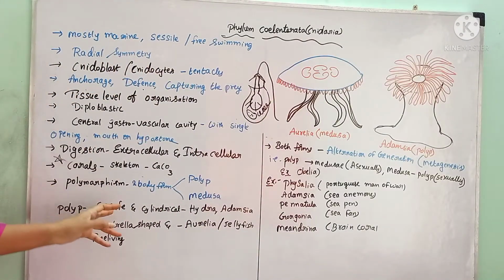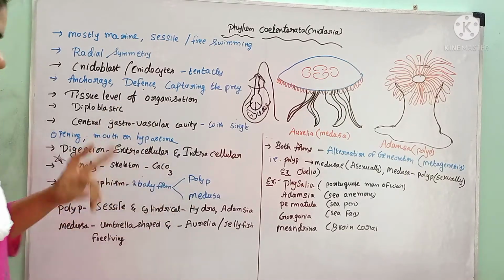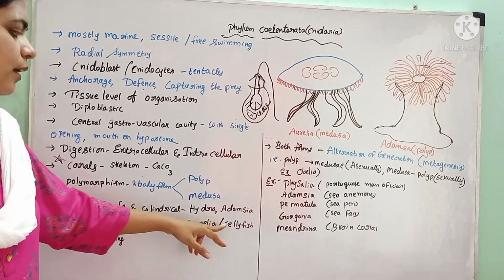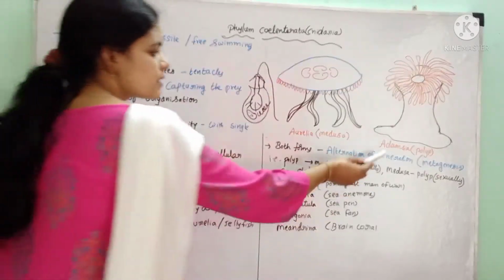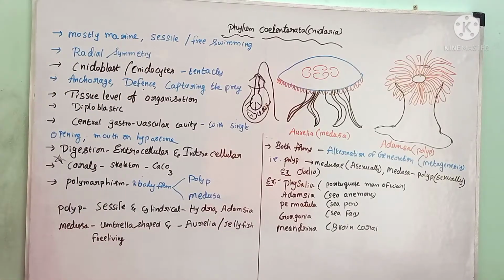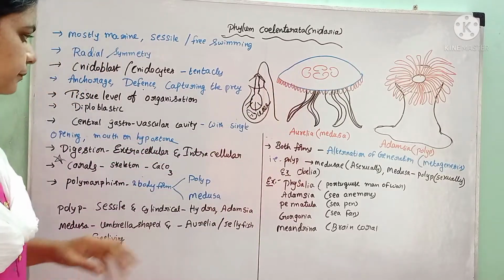So polymorphism is shown by them. That means the body has two forms, polyp form and medusa form. Polyp form examples are Hydra and Adamsia. Hydra and Adamsia are the examples of polyp, and the medusa example is Aurelia. Aurelia is nothing but jellyfish.